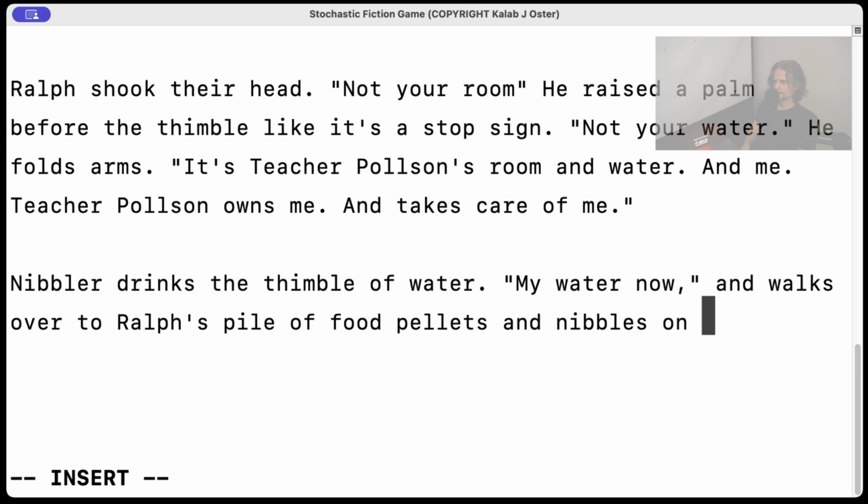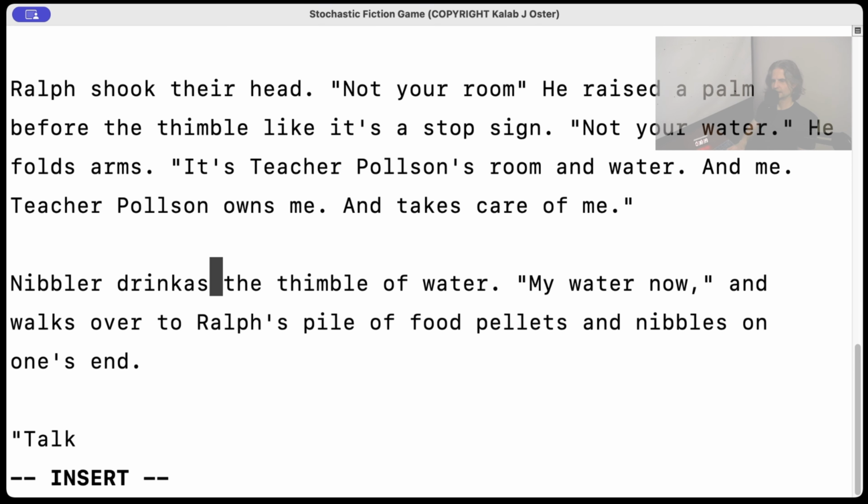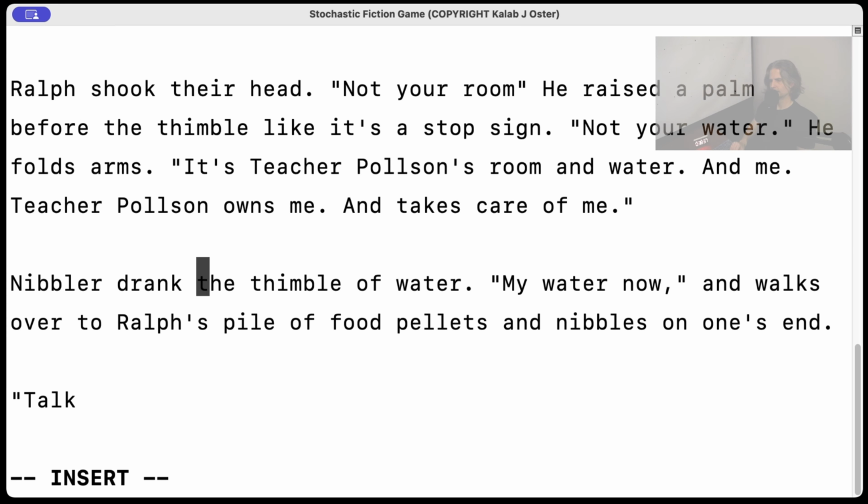Nibbler drinks a thimble of water. Water now, and walks over to Ralph's pile of food pellets and nibbles on its end. Food pellet end. My food. Not my food. Nibbled, nibble, drank. Dang it. And walked over to Ralph's pile of food pellets.